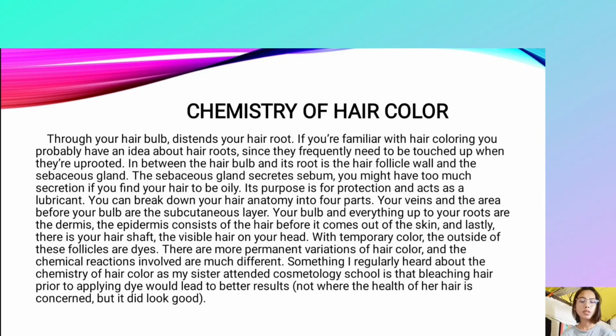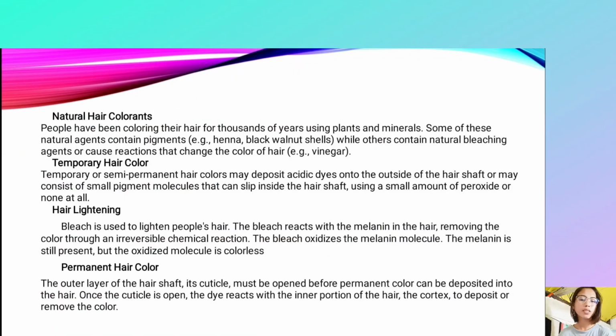So I have no picture here, but yeah, there's a meaning also. What is that? Natural hair colorants have been coloring hair for thousands of years using plants and minerals. Some of these natural agents contain pigments, while others contain natural bleaching agents or cause a reaction that changes the hair color. Natural pigments generally work by coating the hair shaft with color. Some natural colorants last through several shampoos, but they aren't necessarily safer or more gentle than modern formulations. It's difficult to get consistent results using natural colorants, and some people are allergic to the ingredients.